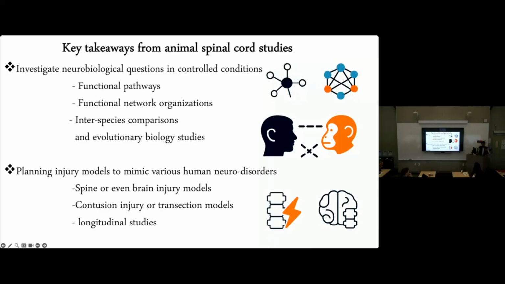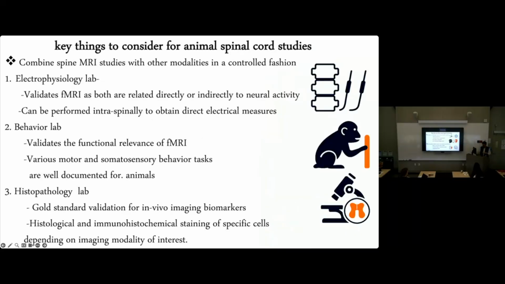Also, it allows us to implement various injury models, and we can mimic those of the human neuro disorders in the spine, in the brain, or other places. And we can look into them in a longitudinal study, again in a very controlled fashion. So animal studies help us in various ways in that manner.